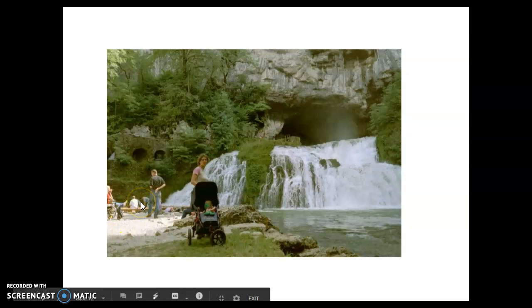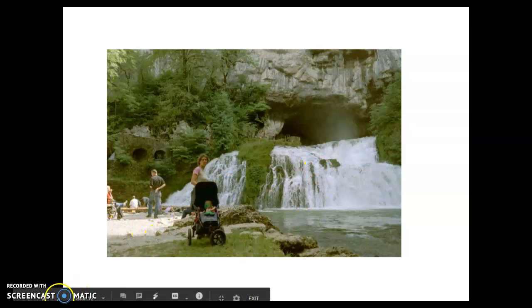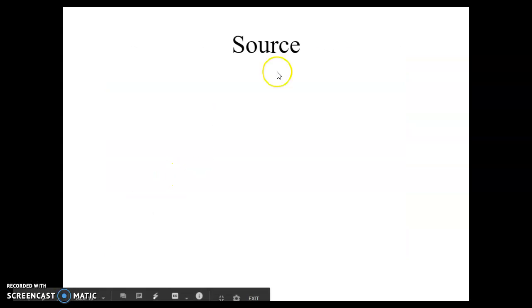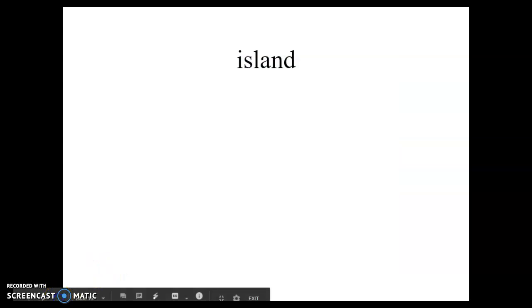Okay, what is this picture doing? Okay, and we have water starting in one certain point that's creating a river. So the starting point of a river is known as a source. Okay, and then describe this landform. What is it called? And an island it is.